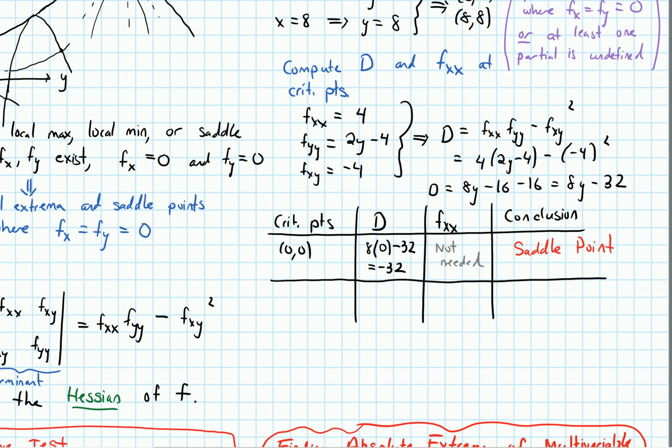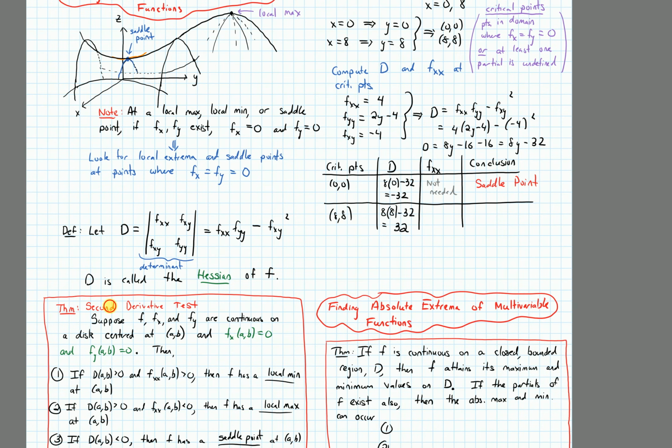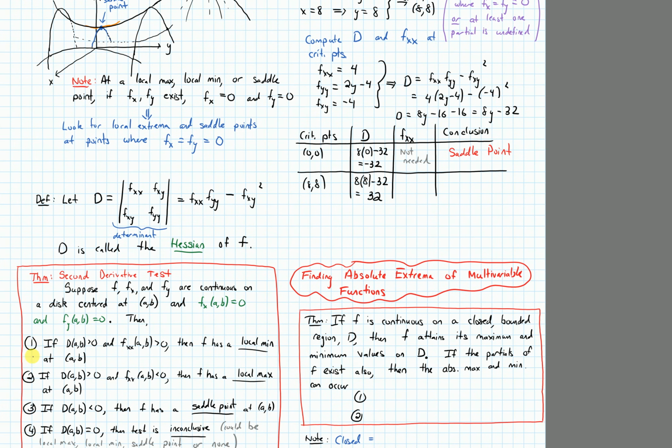Let's do the other critical point. We also have one at 8, 8. If I plug this into D, I get 8 times y, and my y value is 8, minus 32. So this is 64 minus 32, which is positive 32. What does the second derivative test say to do when my value of D is positive? That could be either case 1 or case 2. In both of those, D is positive. What we need to know is the value of fxx. Is it positive, like case 1, or negative, like case 2?